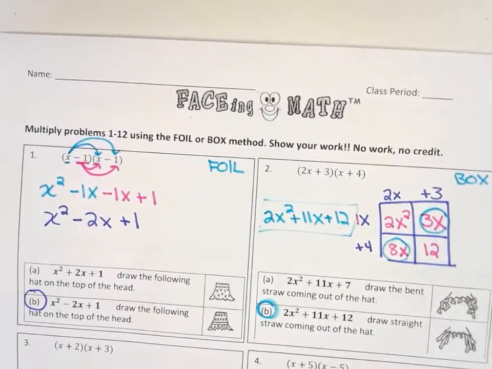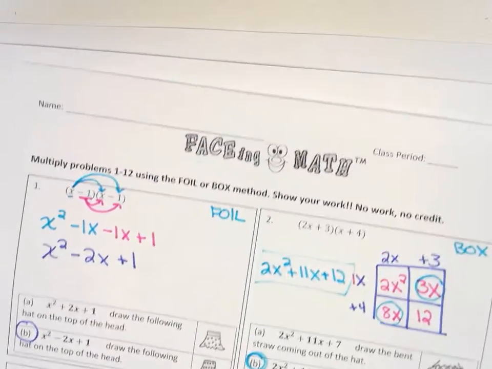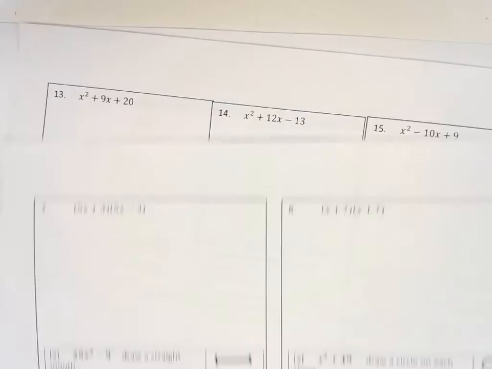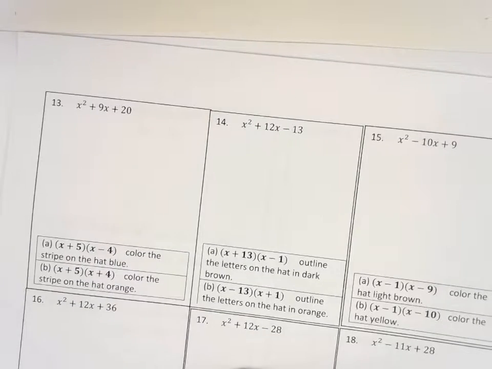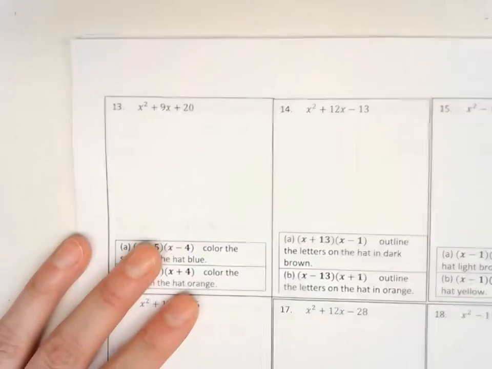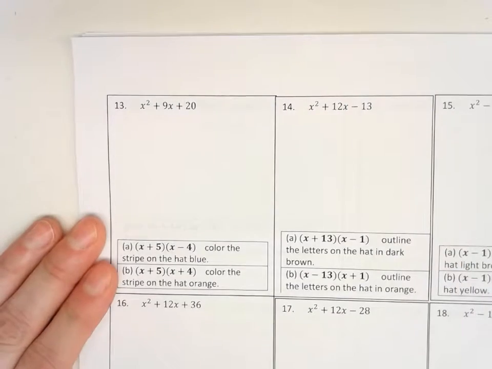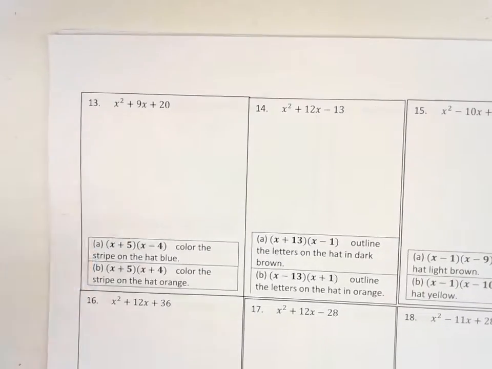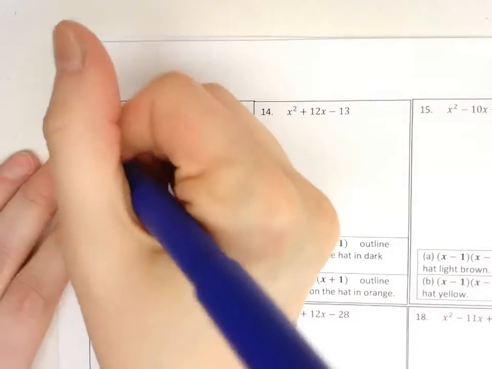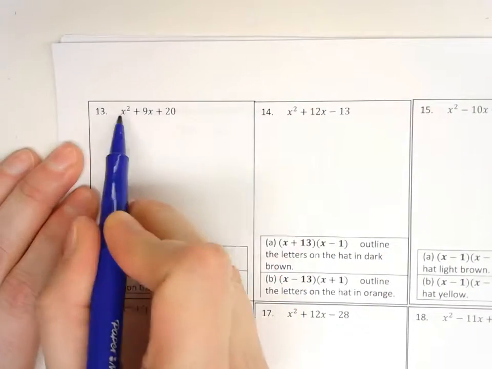Okay, so that's FOIL and box. Now let's look at the next page, or actually 2 pages over. Problem number 13, this is where the factoring is going to start. And make sure you show work or you are not getting any credit. Okay, on this page, so 13 through 21, you are using the same factoring method. This is the one where you have 3 terms without a number in front.